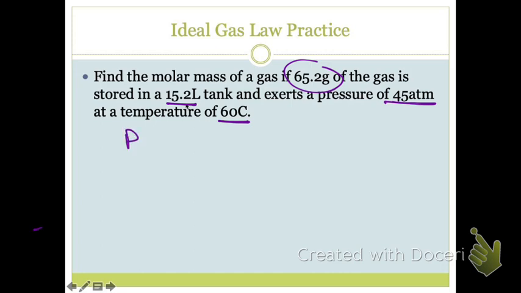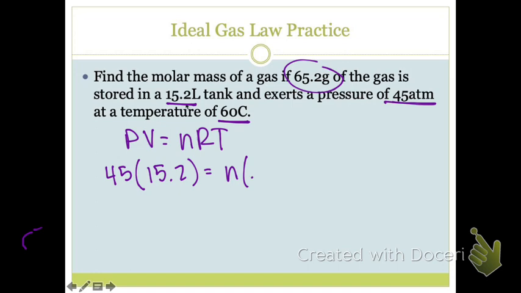So I'm going to go PV equals nRT. And I'm going to plug in my pressure, 45. I'm going to plug in my volume, 15.2. I'm going to solve for moles. And I'm going to plug in my temperature, which is not 60. It's 333. All right, and I'm going to solve for the number of moles that are present of this gas, right? I'm going to hang on to the grams it gave me for a little bit, but I'm going to solve for moles.